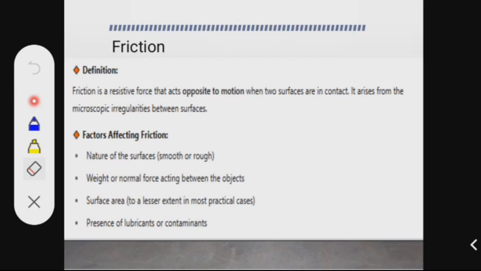Does anyone have any question for the third law of motion? No, sir. Okay. So let's move on.